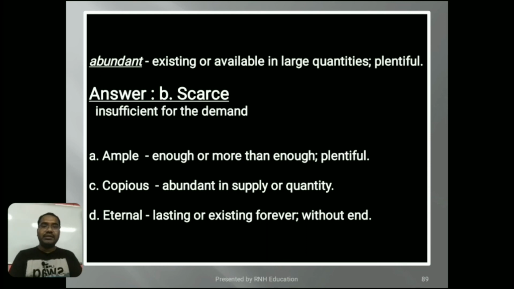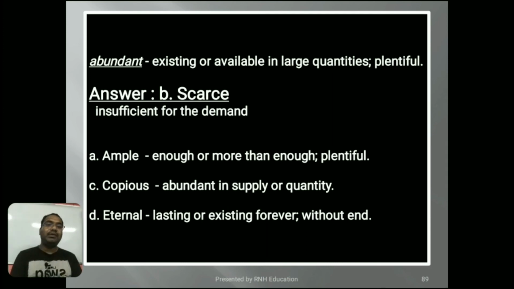Abundant means existing or available in large quantities. Plentiful, that is called abundant. So the answer should be scarce. Scarce means insufficient for the demand, that is called scarce. Okay, and now check the other three options.